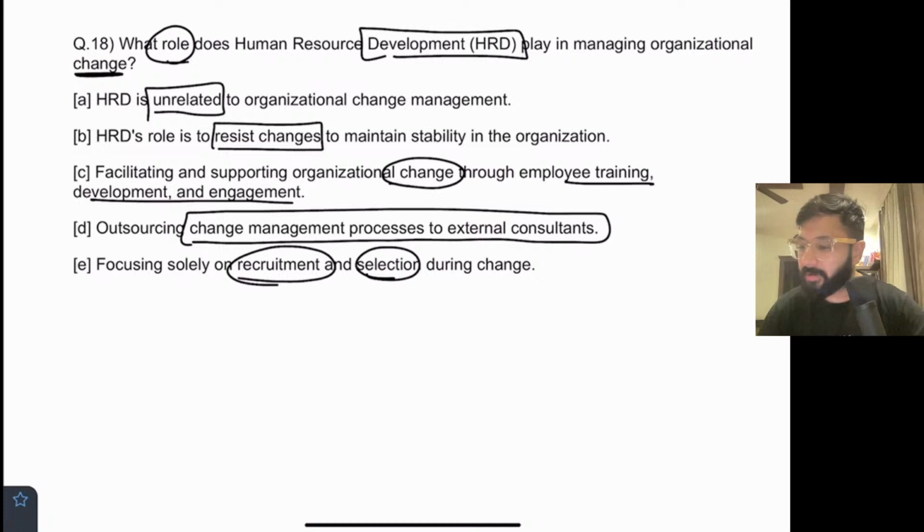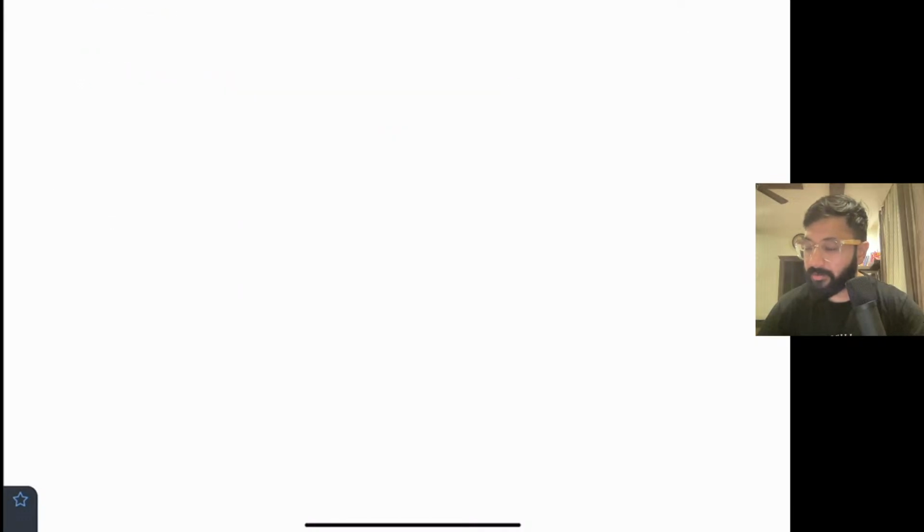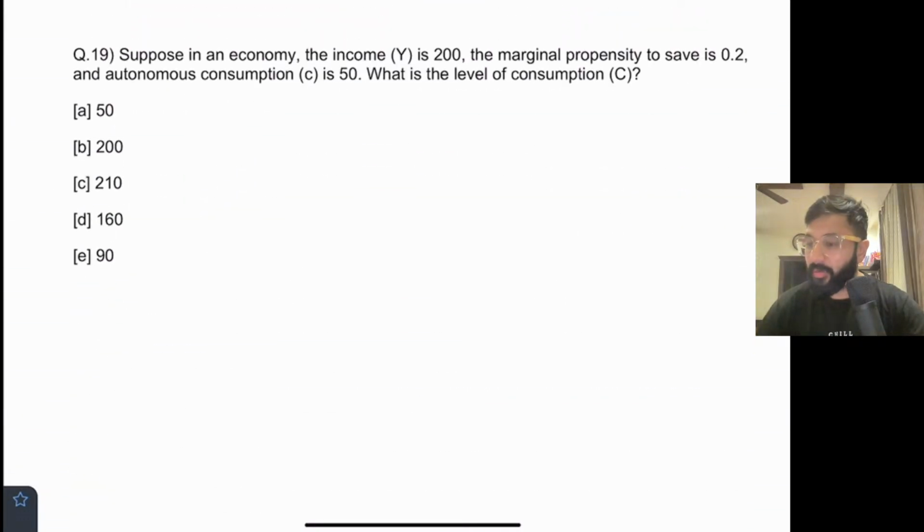Yes, the answer is option number C, facilitating and supporting change through training, development, and engagement. That is the right answer here. Simple question, simple answer. Question 19.